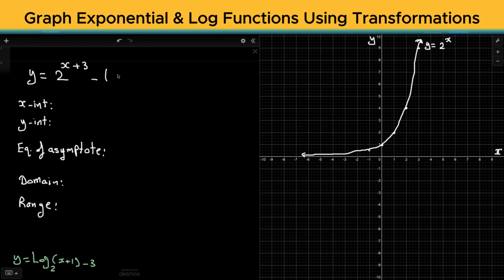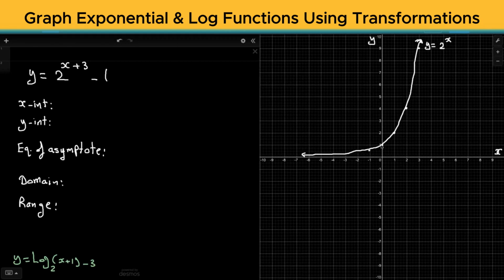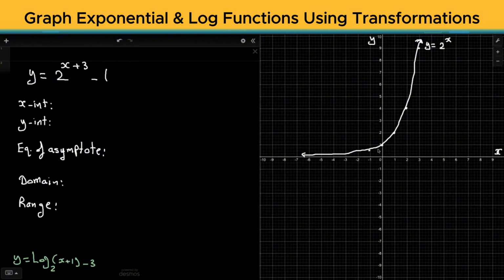Today, we are graphing exponential and logarithmic equations using transformations. We'll start with the parent function y equals 2 to the power of x, then transform it step by step to graph y equals 2 to the power of (x plus 3) minus 1. I'll show you how to identify shifts, asymptotes, intercepts, domain, and range, all visually and logically, the exact way these questions appear on tests and exams.